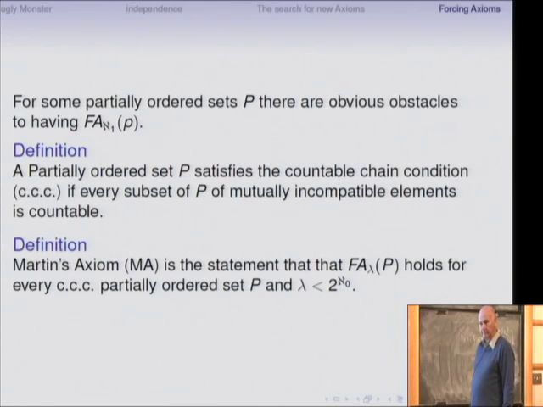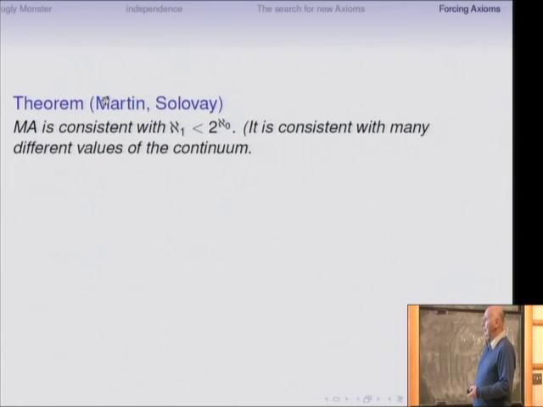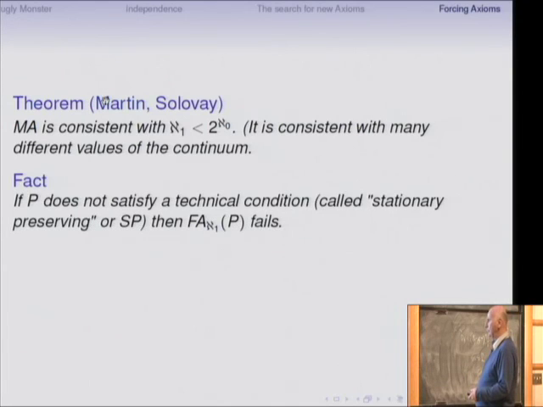It's a way of avoiding the limitation of CCC, trying to avoid the obstacles that for some people could be satisfied. Okay, but is that the best you can do? So here is Martin and Solovay, who proved Martin's axiom is consistent with many different values of the continuum, as I said before.